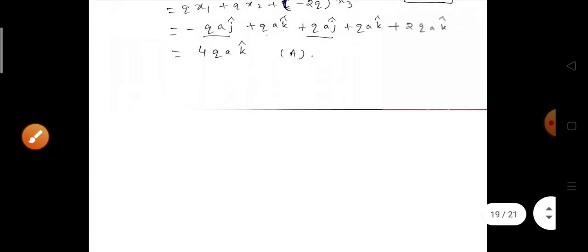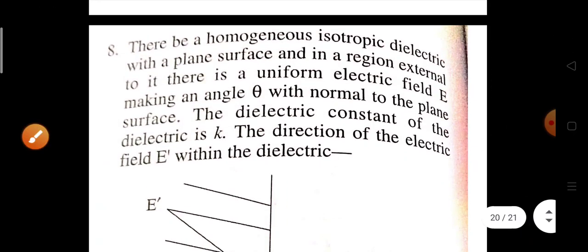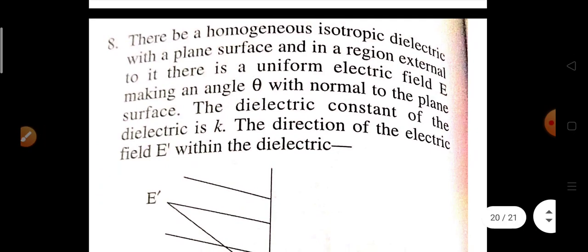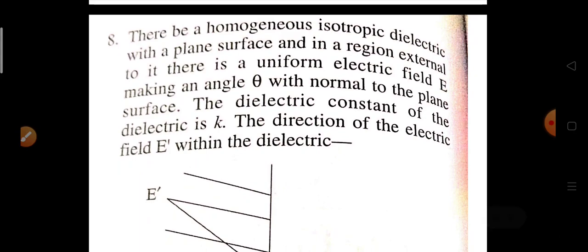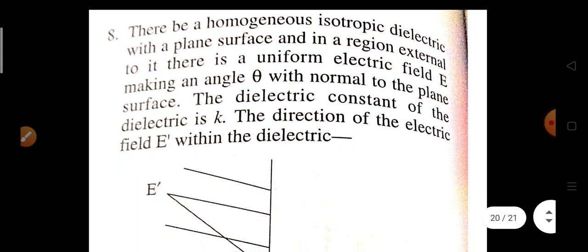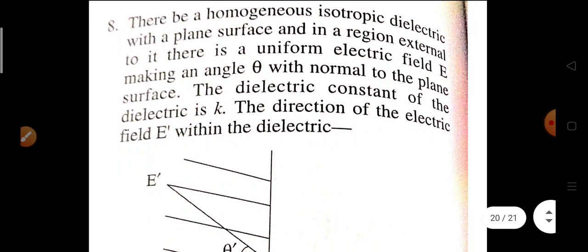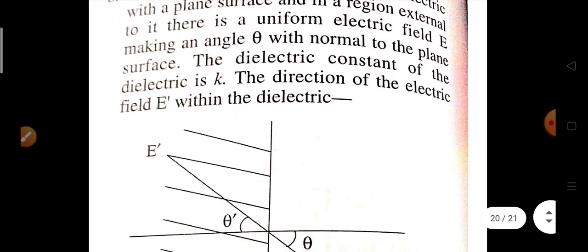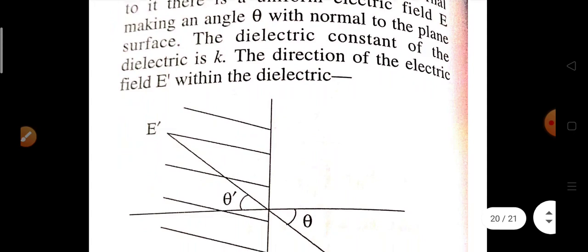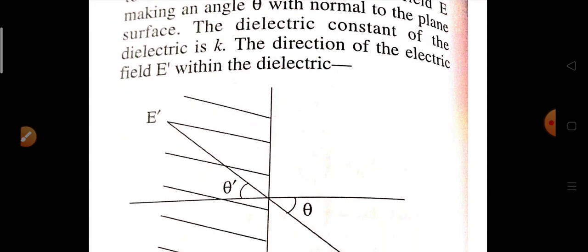Okay, so come to the next question. There is a homogeneous isotropic dielectric with a plane surface, and in a region external to it there is a uniform electric field E making an angle theta with the normal to the plane surface. The dielectric constant of the dielectric is K. Find the direction of the electric field E prime within the dielectric.